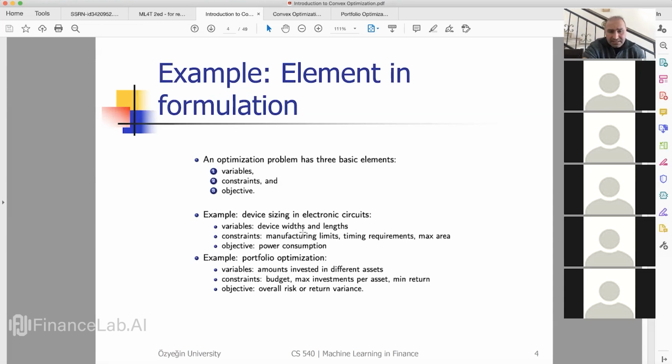And another is portfolio optimization. In portfolio optimization, we have different assets. In this case, assets can be, for instance, equities. For instance, Apple stock is an asset. So these are called equities. This is one type of equities, like stocks, or in Turkish, hisse senedi.